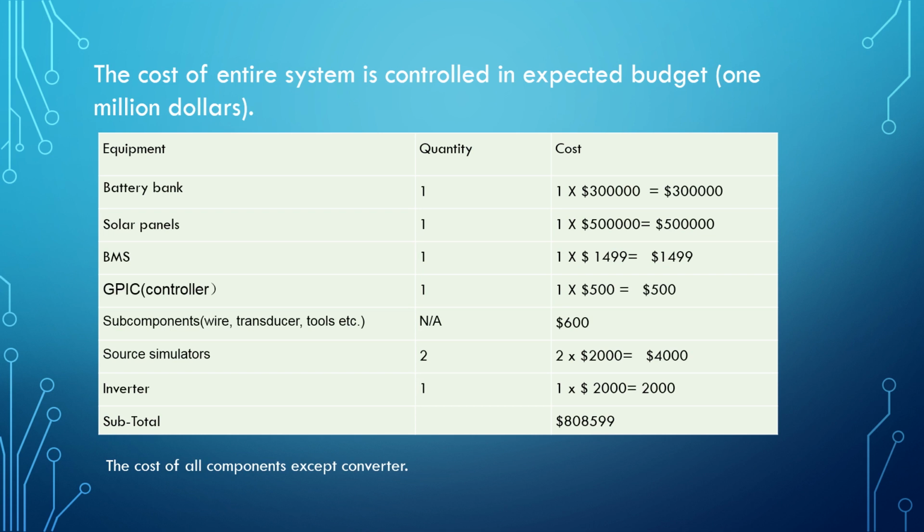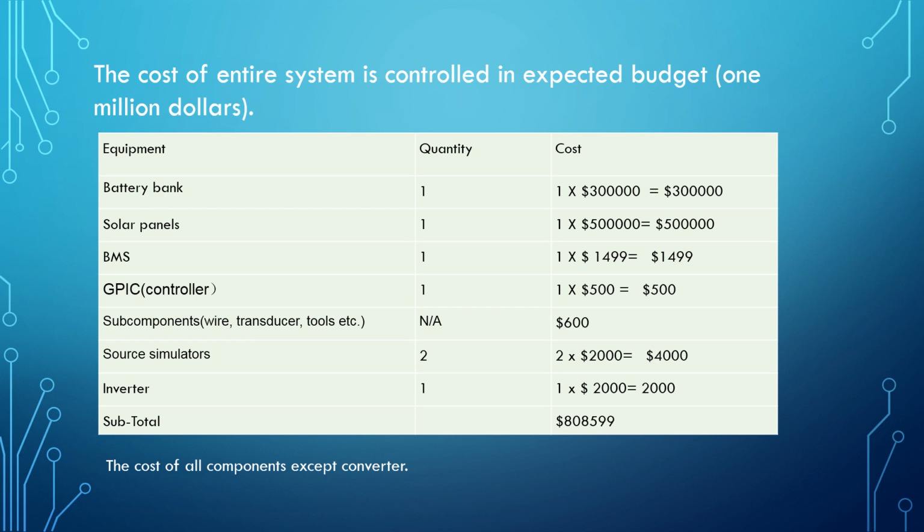We have the expensive battery bank and the solar panels, because this is a big power energy. This must cost a lot of money. And also I have the battery management system. It's not cheap. And the controllers, and also we have a lot of sub-components like wire, transducers, tools, and cables like that. So this is not too cheap, because there are a lot of things.